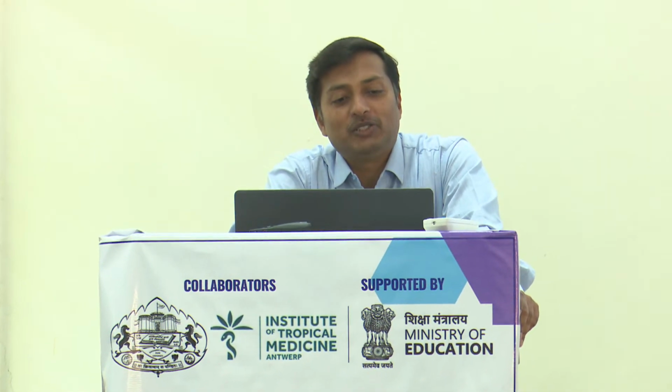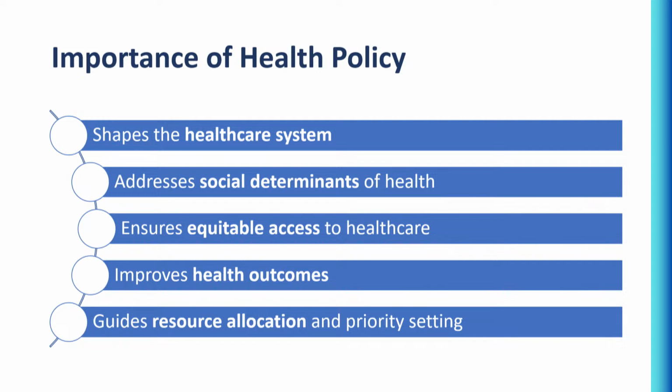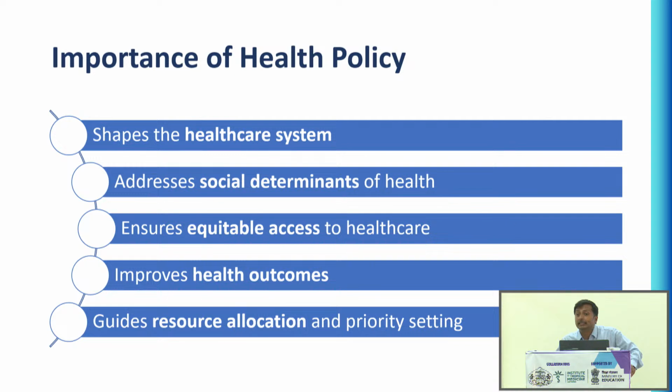Okay, so importance of health policy. It shapes the healthcare system. Do we agree with this? We have been looking into the health system, different aspects of the health system. We are drawing our conceptual frameworks. But we need policy that could strengthen or shape our healthcare system. It addresses social determinants of health. Does it? Yeah. Ayushman Bharat will help to address the social determinants of health. It ensures equitable access to healthcare, improves health outcomes, and guides resource allocation and priority setting.